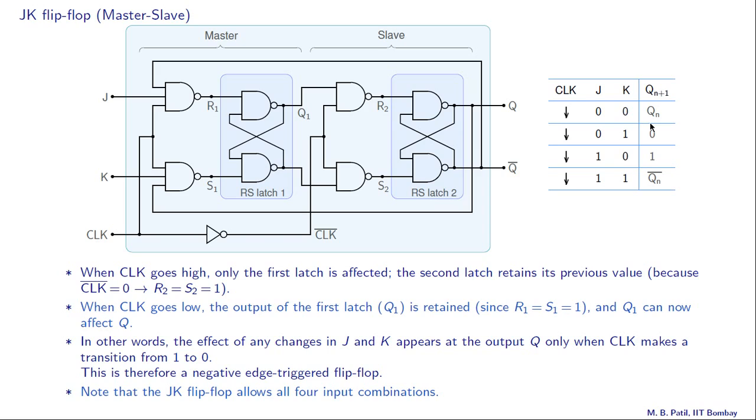Alright, now let us look at this truth table. If J and K are both 0, then Qn plus 1 is the same as Qn. If J and K are both 1, then Qn plus 1 is Qn bar, that means the inverse of what it was earlier. If J is 0, K is 1, then Qn plus 1 becomes 0, independent of its past value. And similarly, if J is 1, K is 0, then Qn plus 1 becomes 1, irrespective of its past value. And this is a new feature. Note that the JK flip-flop allows all 4 input combinations. That is something that did not happen with the RS flip-flop.